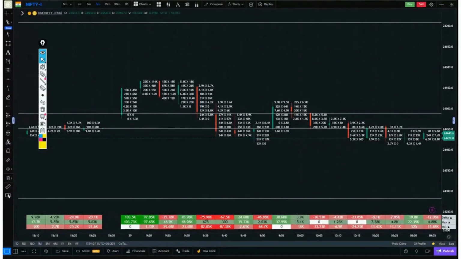Here we look at where the buyer's interest was and where the seller's interest was. We try to read the order flow and footprint very well. We try to read the footprint within almost every candle.